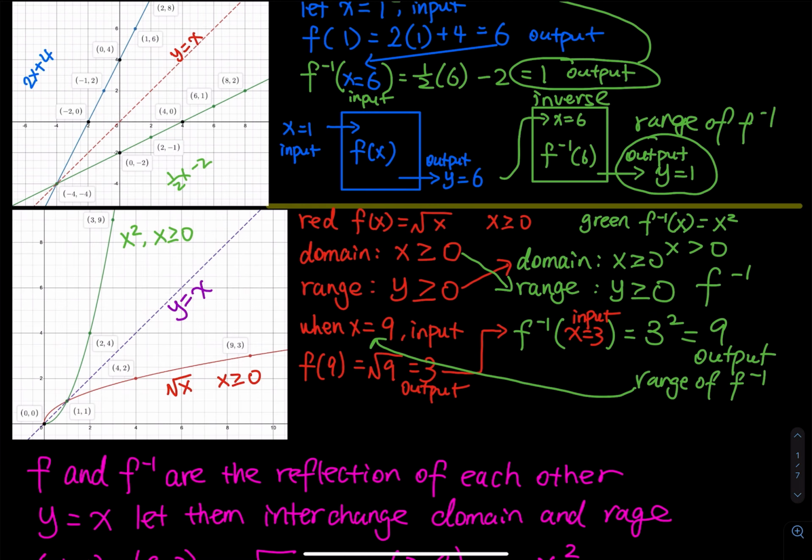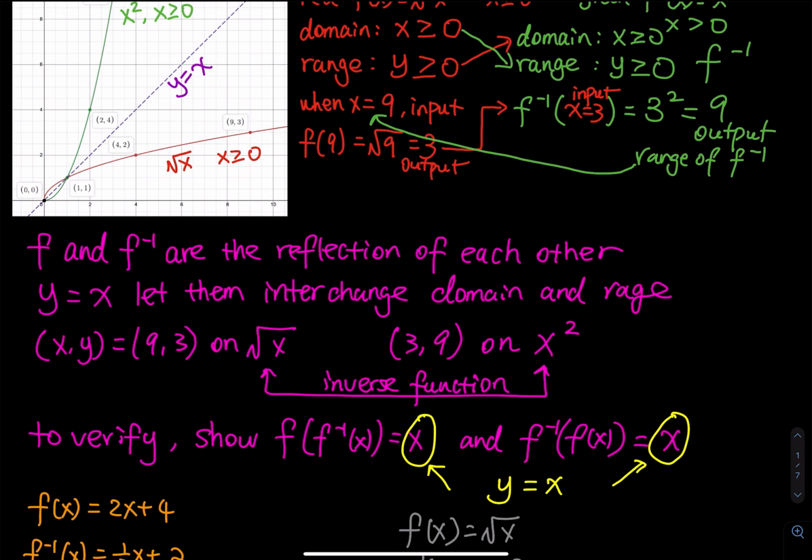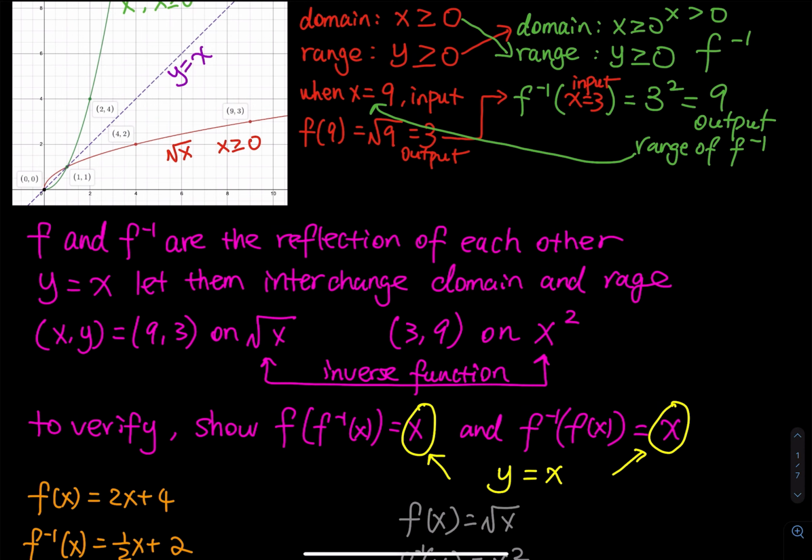Now we have a little bit more to go over. So now they are the reflection, and what did I say? y equals x lets them interchange the domain and range. So when x is equal to 9 and 3 on the function and the inverse function, all you have to do is switch the x and y intercept, and that is how y equals x works.